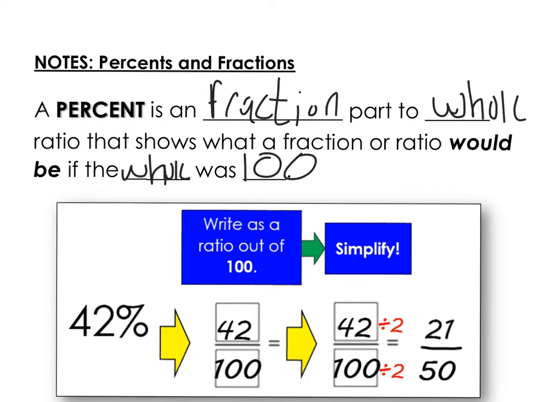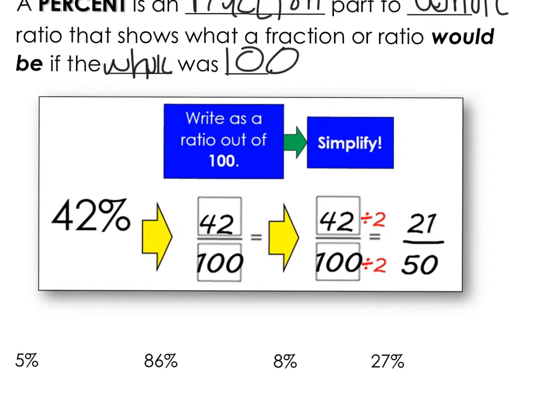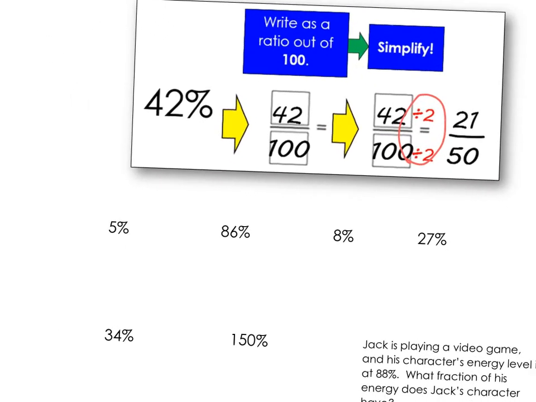All right, so let's go ahead and look at this example here. It says 42% is written as a ratio out of 100. So we have 42 out of 100. Then don't forget to simplify. Remember, all even numbers can be simplified by 2. So 42 divided by 2 is 21, and 100 divided by 2 is 50, and therefore we have our simplified ratio. All right, so now let's try a few more.